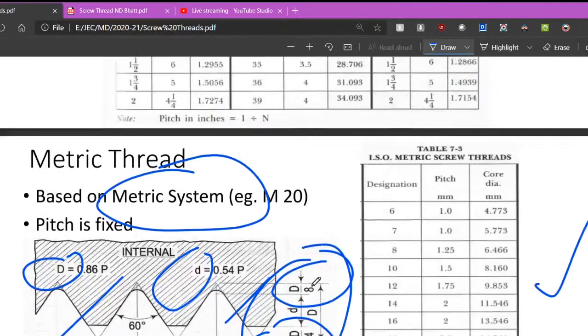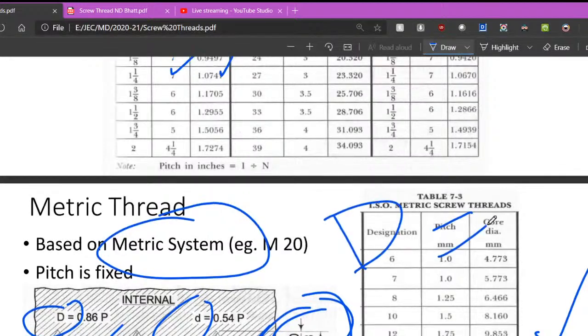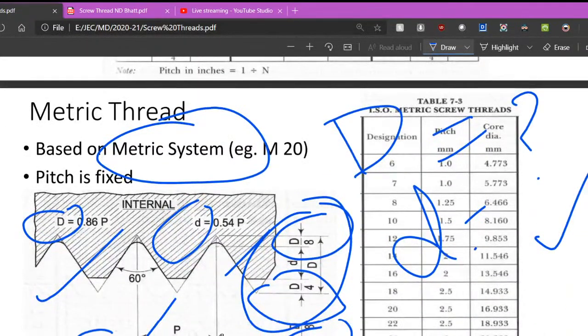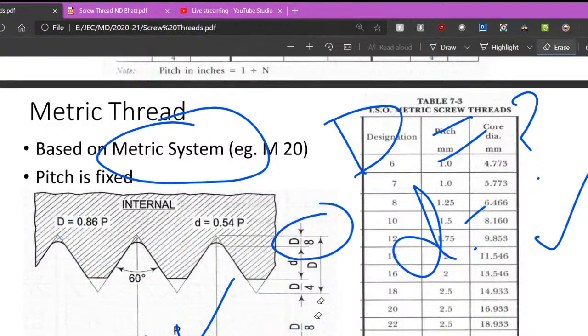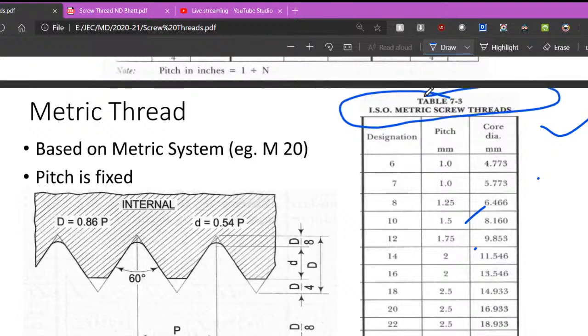So again the same question, how to get the value of d? Theoretical depth or small d, actual depth? Because you have to draw this form, and to draw this form you need the value of p, that is the pitch value. And how to get it? Now you know how to get the value of p. You will refer to the standard table, the ISO, International Organization for Standardization table.